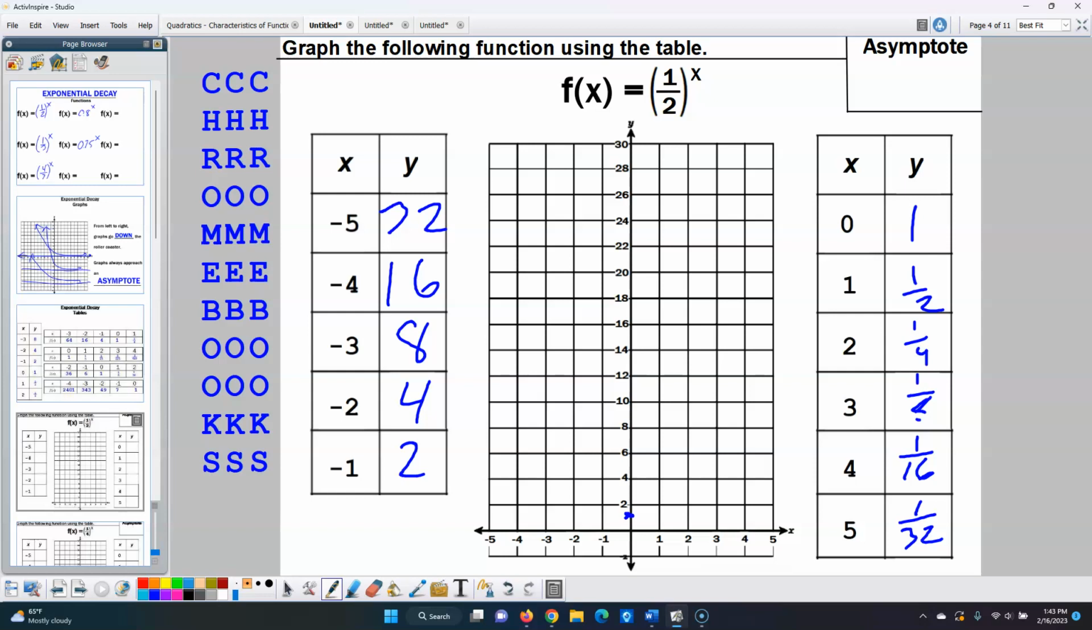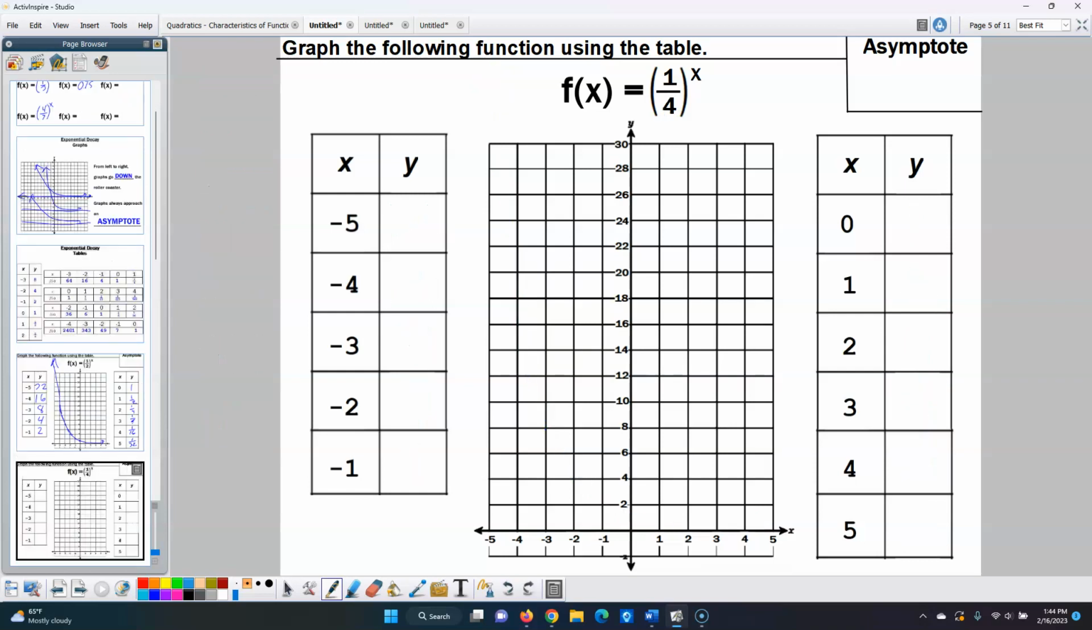And so like at -5, 32 is way up here. -4, 16 is right there. And -3, 8 is right there. -2, 4 is right there. -1, 2 is right there. And then we're getting closer and closer to the asymptote down there. So the graph's going to kind of look like this. Hopefully your graph's a little less wavy and a little bit smoother than that. Should not be any sort of dotted line right there.